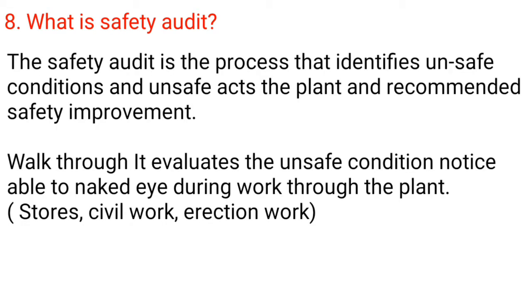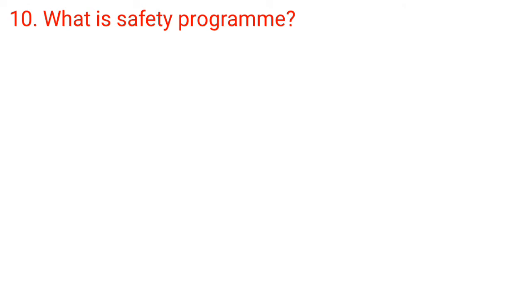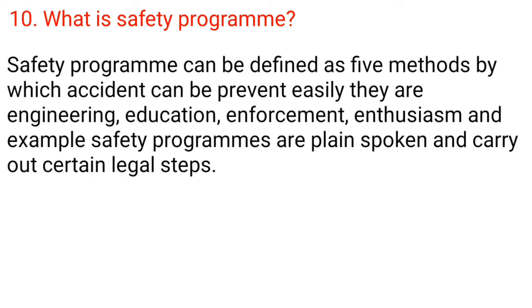The safety audit is the process that identifies unsafe conditions and unsafe acts in the plant and recommends safety improvements. 9. What is walkthrough? It evaluates the unsafe conditions noticeable to the naked eye during a walk through the plant, stores, civil work, erection work. 10. What is safety program? Safety program can be defined as 5 methods by which accidents can be prevented easily. They are engineering, education, enforcement, enthusiasm and example. Safety programs are plain spoken and carry out certain legal steps.